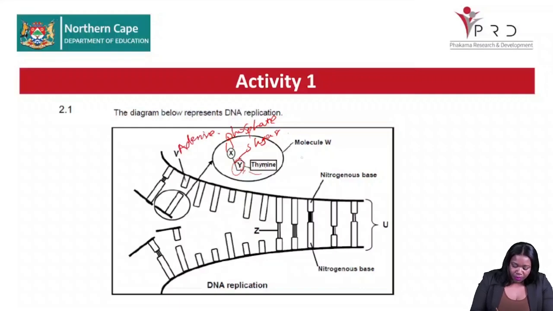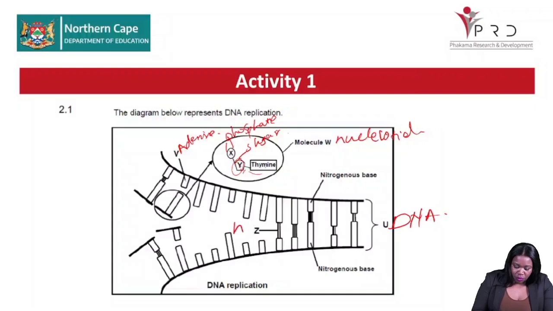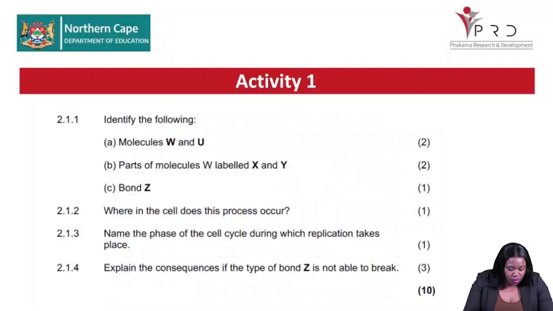And then molecule W would be our nucleotide, right? And then U would be our DNA molecule. And then Z would be the weak hydrogen bond, right? Okay, now let's have a look at the questions.